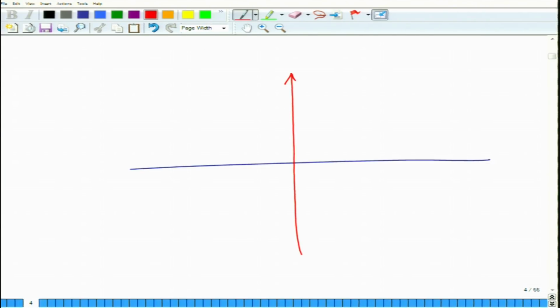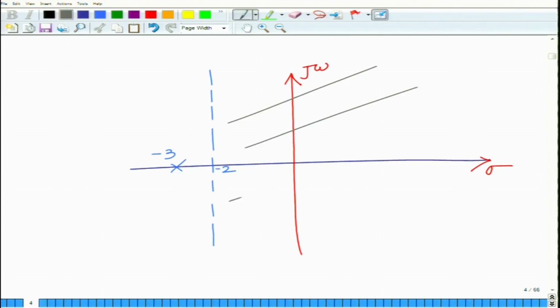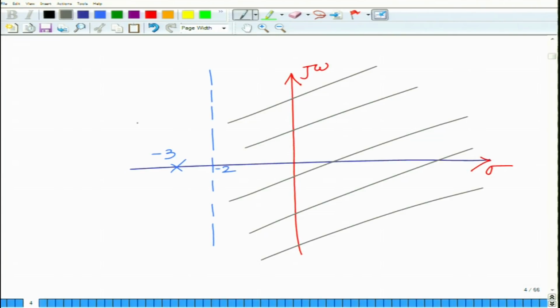If you plot this, this is your sigma, this is your S plane, and the y axis is the j omega axis. This is the line sigma max, that is, real part of S equals sigma max, which is minus 2. Somewhere here you have minus 3, and the ROC is this part, that is real part of S greater than minus 2. All the other poles lie on the left of this line, so the ROC is to the right of all poles.